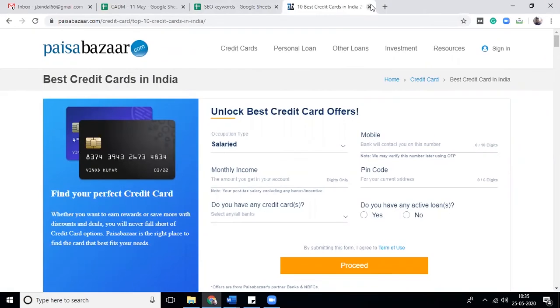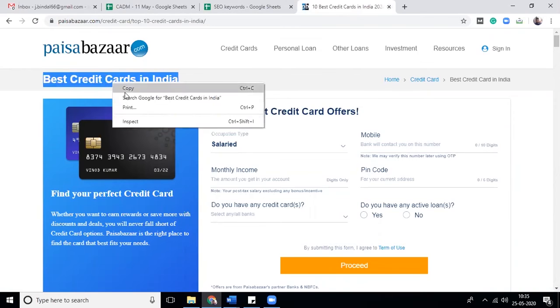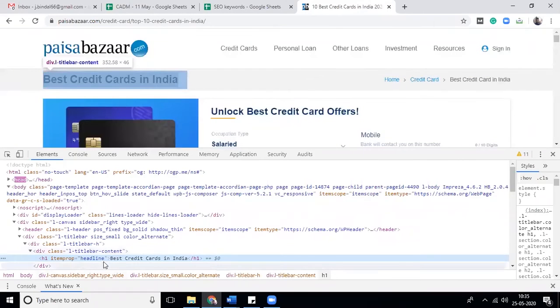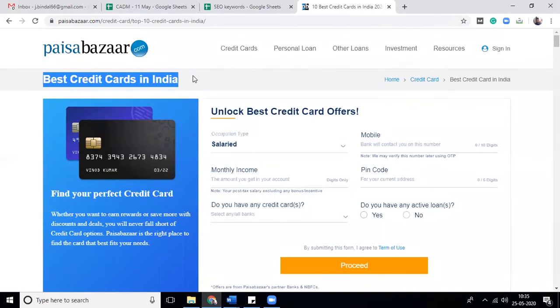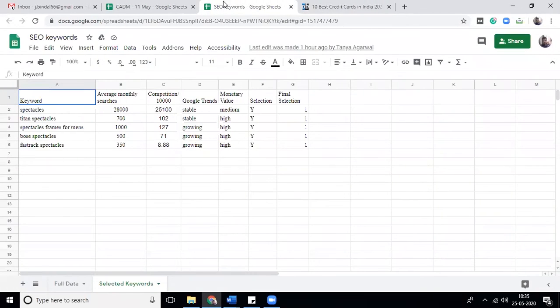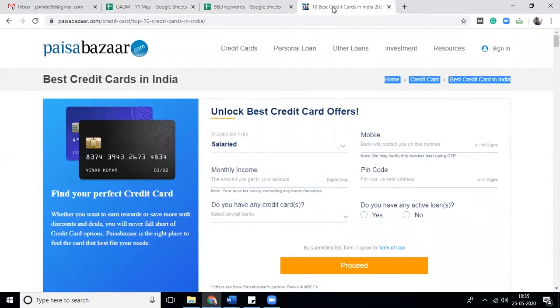So basically, one is the page name. If you see here, the page name is top 10 credit cards in India. That is the name of the page. And then you have a title, and then you have headings in the page. Yeah, this is the heading H1, best credit card in India. So a heading is something which is displayed on the page, whereas the title is not.